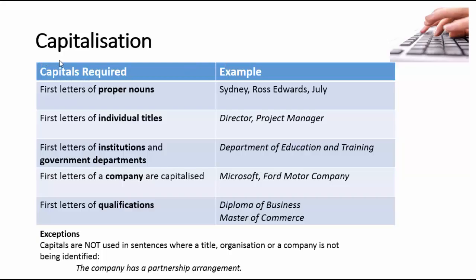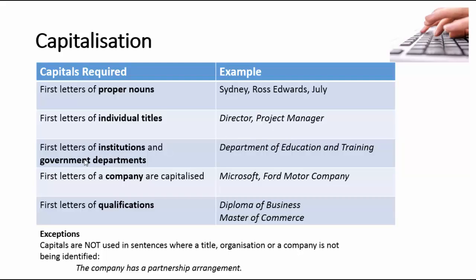Let's look at some common punctuation rules in English, and the first one, capitalization. We know capitals are required for the first letters of proper nouns, so words such as Sydney, Ross Edwards, July, all of these must have a capital at the start. First letters of individual titles, so if it's a director or the project manager, they should have the capital letters.